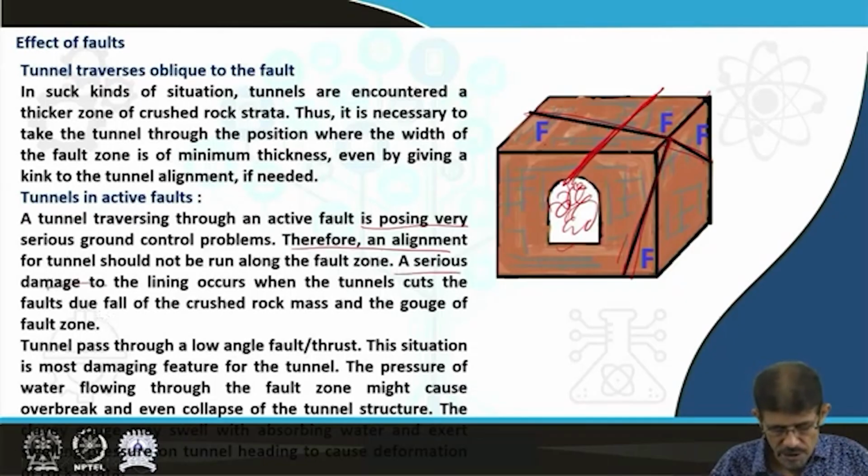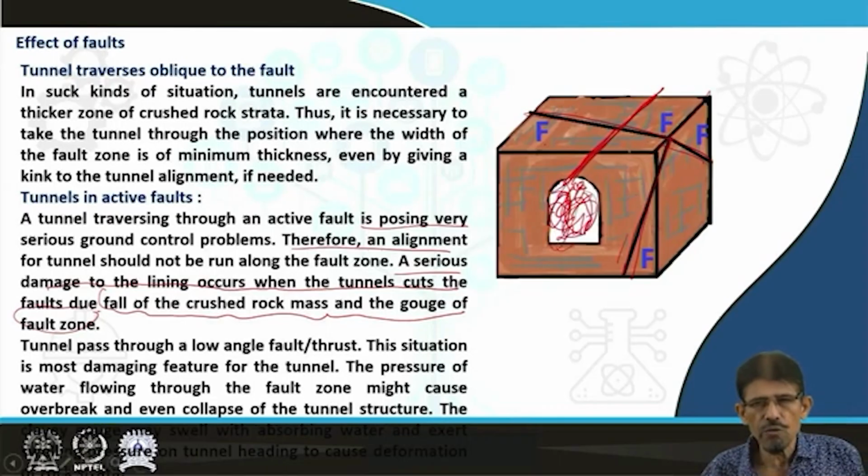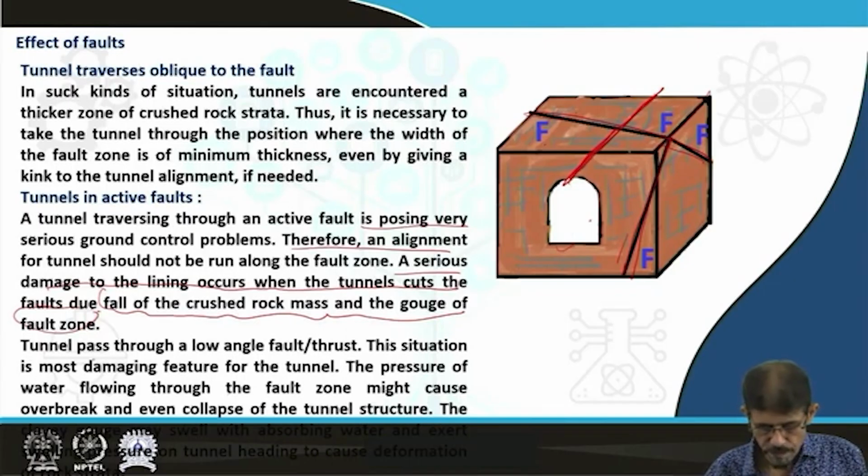So serious damage to the lining occurs when the tunnel cuts the fault, and there is experience of fall of crushed rock masses and gouge from the fault inside the tunnel, which can block the whole tunnel. Due to this, there is a loss of money and delay in time, and still there are chances of uncertainty in view of ground control problems. When the tunnel passes through a low angle thrust fault, this is the most damaging situation, and the presence of water flowing through the fault zones might cause overbreak and even collapse of the tunnel.